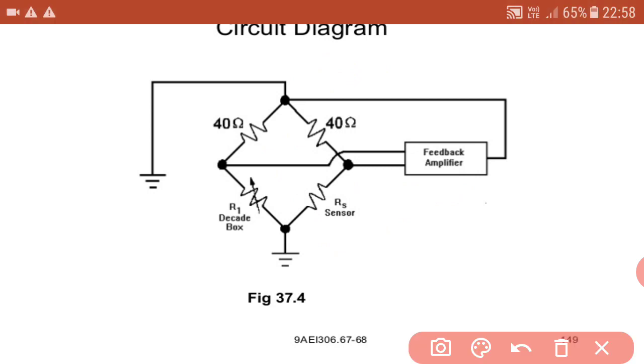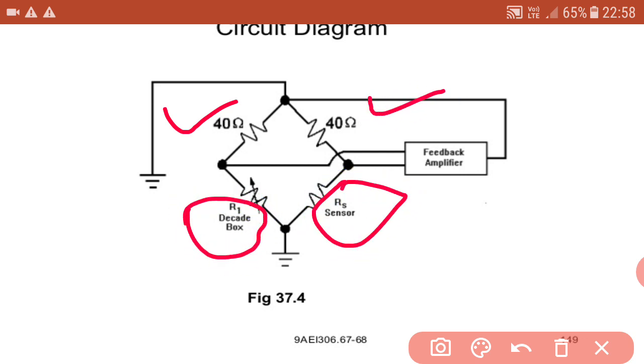This is the circuit diagram for this. Here we can see this is the Wheatstone bridge, and these two resistances are constant. Here is the sensor and here is the decade box. Initially the bridge will be balanced, then whenever the sensor resistance RS changes, the bridge becomes unbalanced and we get some output, and the output is given to the feedback amplifier. So this is the typical circuit diagram.